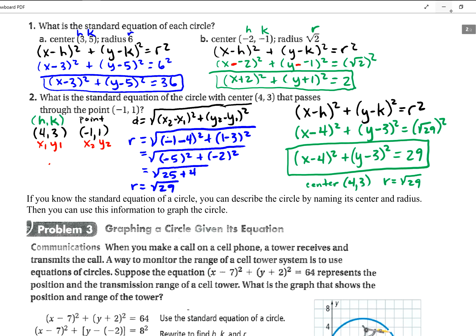Then I am supposed to write the equation. So I write my formula for the equation of a circle. I substitute in, and yay, the square root of 29 squared just becomes 29. This is the equation of a circle with the center at 4, 3 and a radius of square root 29. So not too bad. Label everything, write your formulas, and be careful with those negatives when you're substituting.